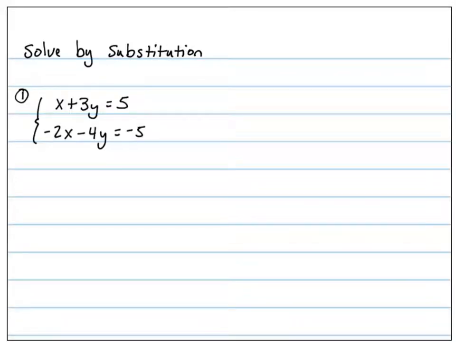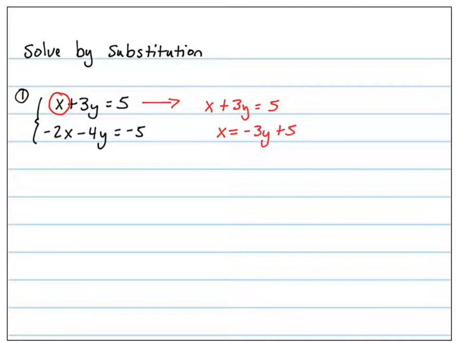So here, we're going to try using substitution. The key to using substitution means you first have to have a variable solved for. The easiest variable I can think of to solve for in this case would be x. So I'm going to get x by itself. So I've got x plus 3y equals 5. I'm going to move the 3y over by subtracting it. So x equals negative 3y plus 5.